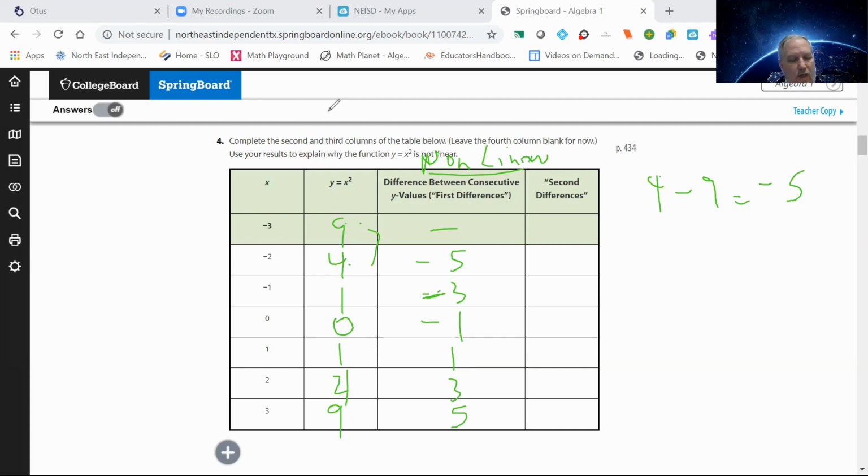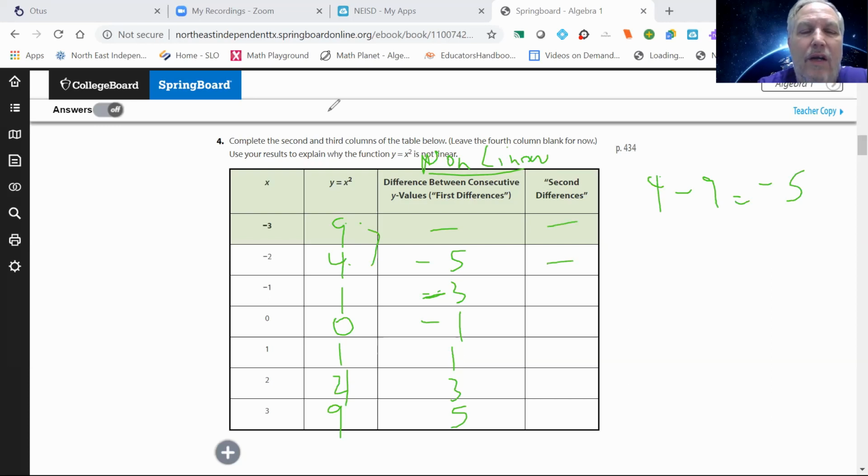It says the fourth column in the table is titled Second Differences. Complete the fourth column by finding the change in consecutive values in the third column. What do you notice about these values? So when we do our second differences, again, we're not going to have anything there.